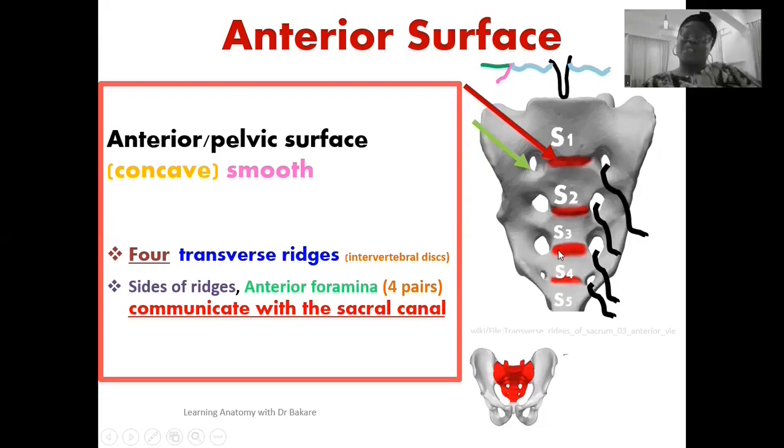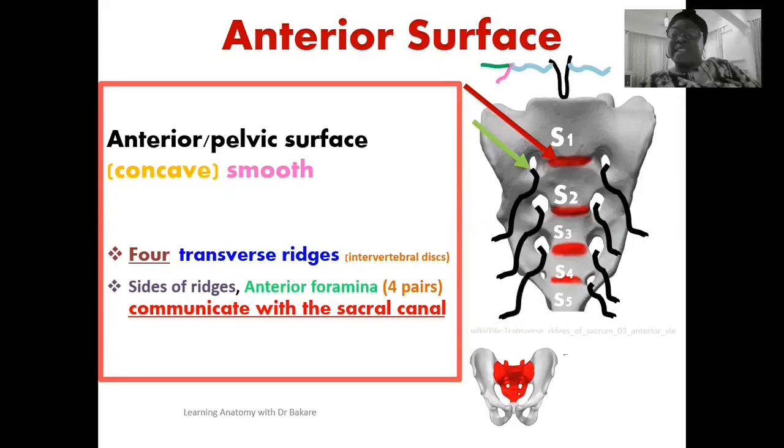But for the anterior surface here, we have the anterior sacral foramina. And this is where the anterior rami of the sacral spinal nerves will exit the sacrum. So you have the anterior rami of S1, S2, S3, and S4. So we have the anterior rami now exiting the sacrum through the anterior sacral foramina.